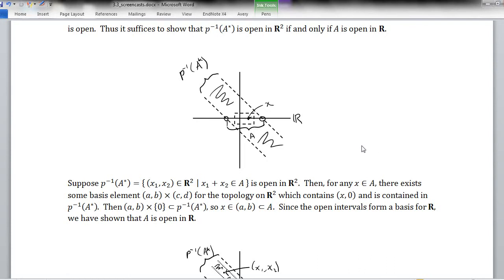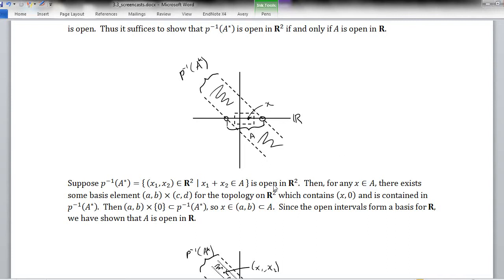And I'm assuming that's open in R2. So to show that A is open in R, I have to take any element x in A, and I have to find a basis element which contains x and is contained in A. All right.